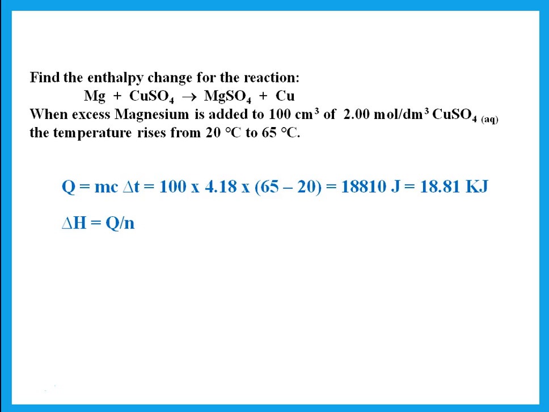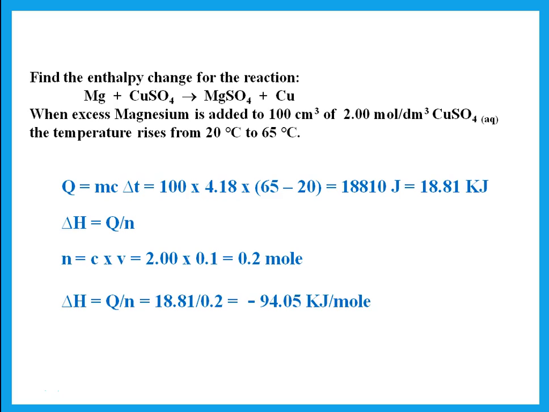He gave me the concentration of copper sulfate. That means I'm going to calculate the number of moles by the equation concentration times volume. Remember the volume that goes into this equation: if he gives it to you in centimeter cubed, you have to divide by 1,000 because it has to be in decimeter cubed. So this comes out to be 0.2 moles. That means my delta H would be the Q that I got divided by the number of moles.